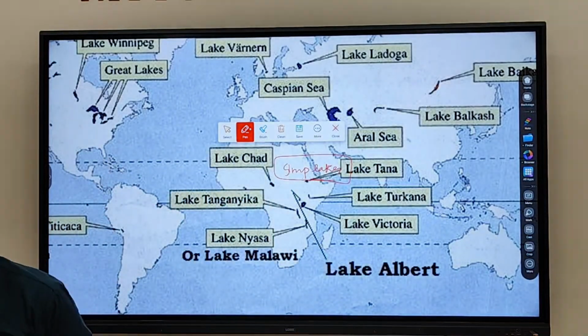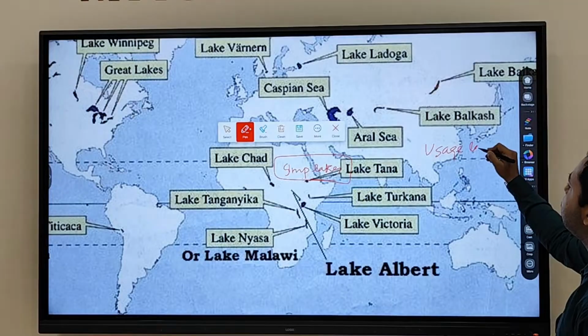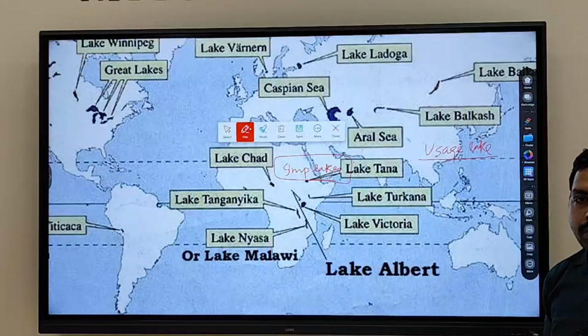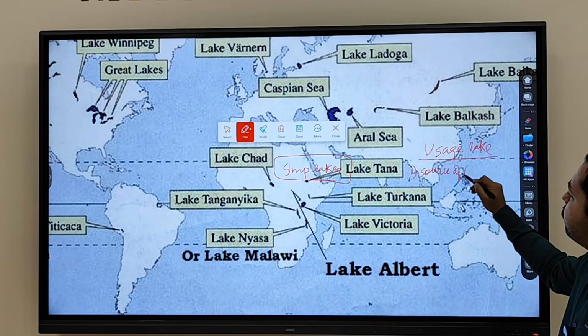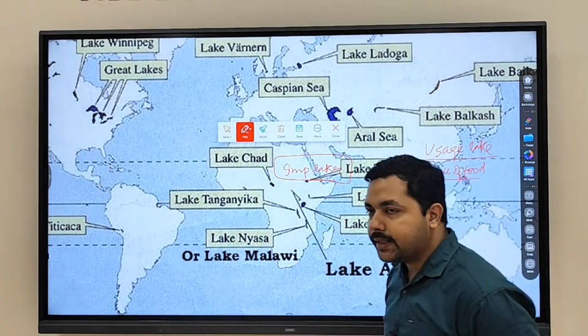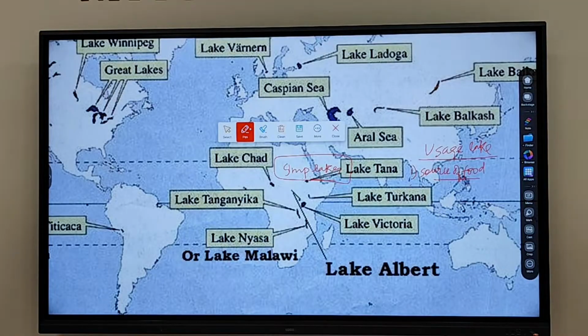Fine. Now, what is the usage of these lakes? Why are we studying the lakes? The first thing, it can act as a source of food. How can lakes act as a source of food? Fishes, you can go for aquaculture and other things. So fishes are one of the sources. Clear? So it can act as a source of food.